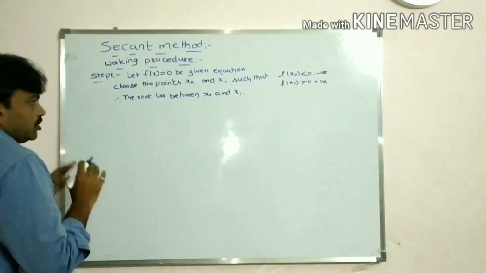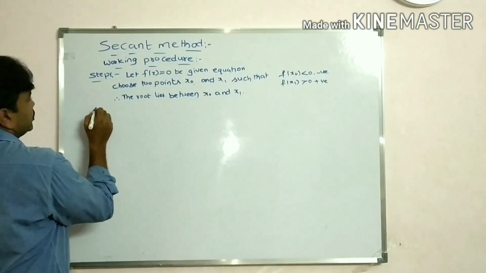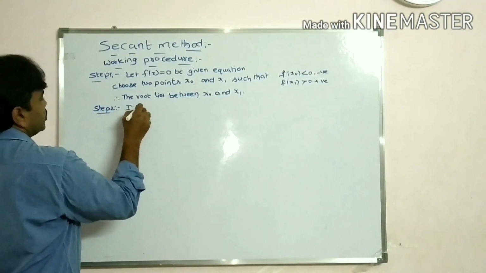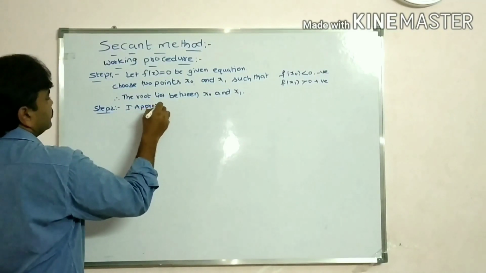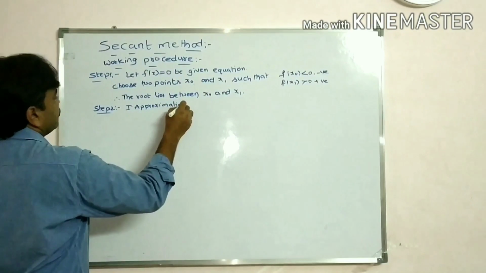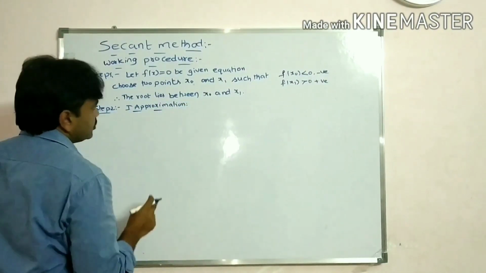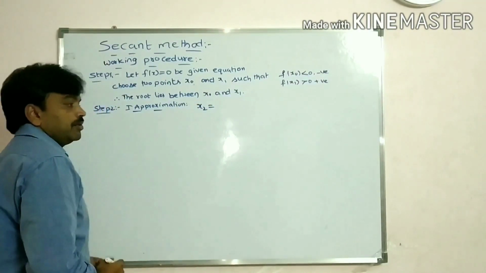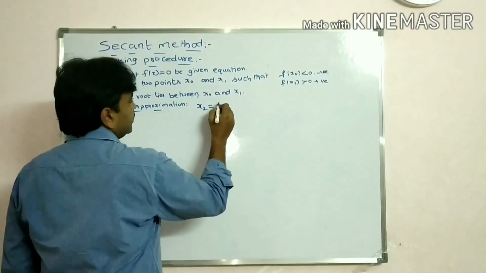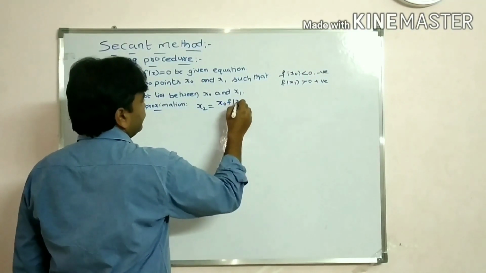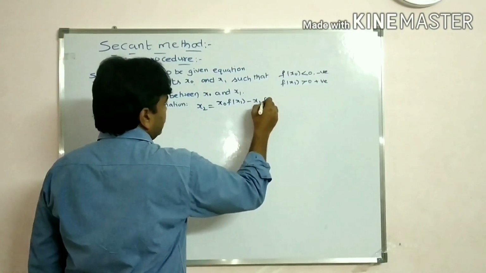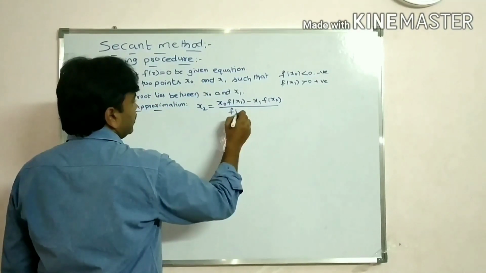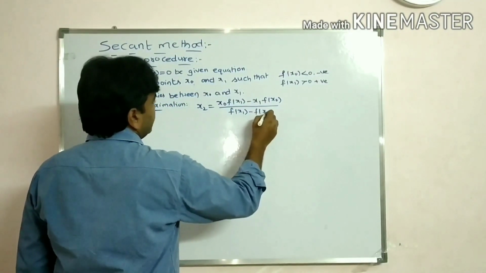Now, we go to the first approximation, students. Step 2. First approximation. Already we used here x0 and x1. So, x2 is equal to, we have a formula: x0 f of x1 minus x1 f of x0 divided by f of x1 minus f of x0.